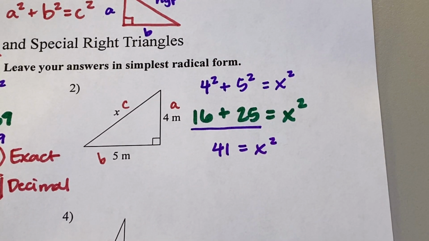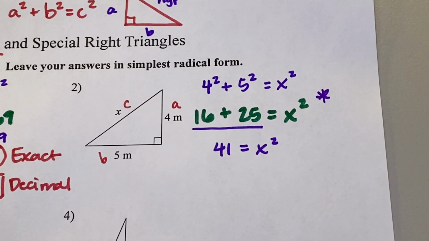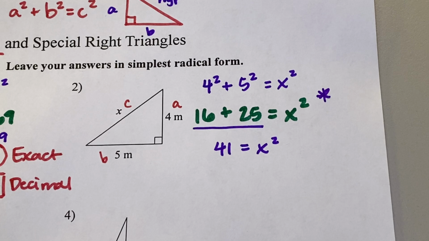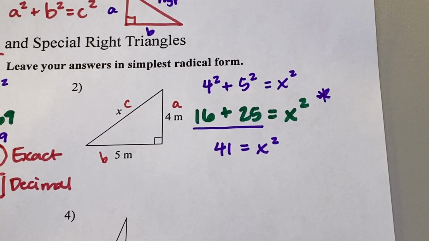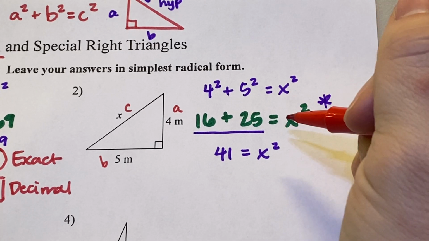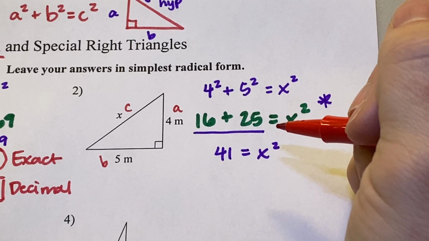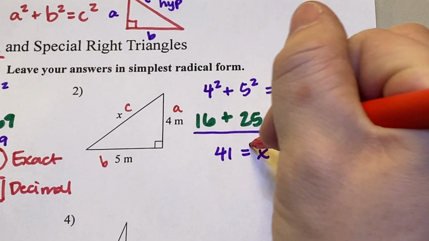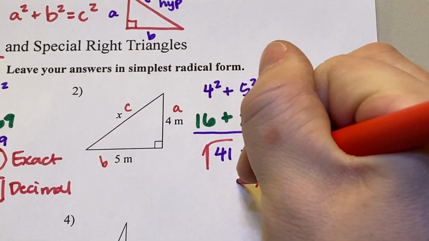41 equals x squared. Okay, so whenever you have those 2 numbers, in fact, I'd put a star by that, combine them. Don't move them. They're already both on that side. Just add them up. Now, what's my last step? How do I get that x by itself? Opposite of square is square root. Beautiful. So we square root both sides. Okay, that gives me my x all by itself.